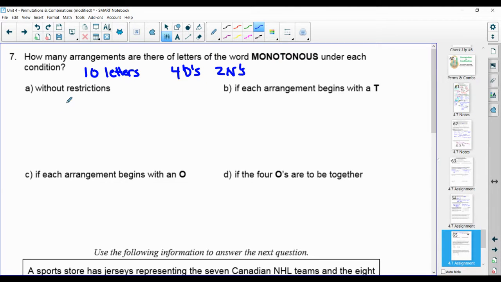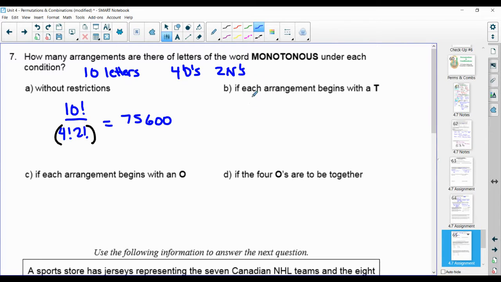So if there's no restrictions, then we're just going to have 10 letters, so 10 factorial divided by the 4 repeating O's and the 2 repeating N's. And if you remember from previous topics, make sure you have your brackets. So 10 factorial divided by 4 factorial, 2 factorial is 75,600.